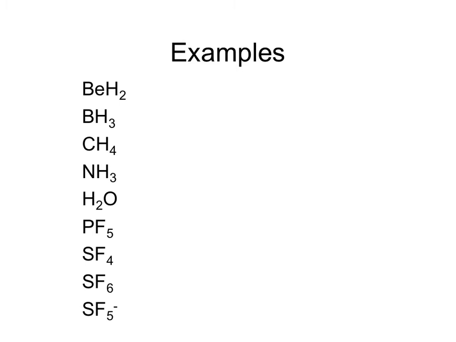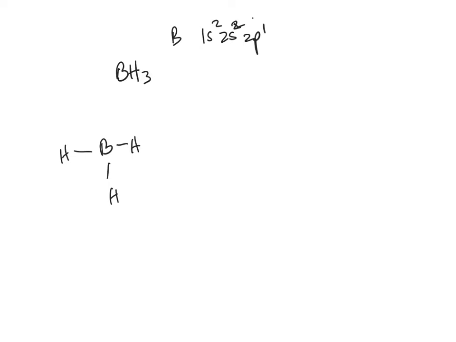The next example was BH3. And if you remember the Lewis structure, right angles for this one. Boron has 3 electrons. So boron is 1s2, 2s2, 2p1. So you have 3 electrons in the valence shell. And if you write out, well, back up.